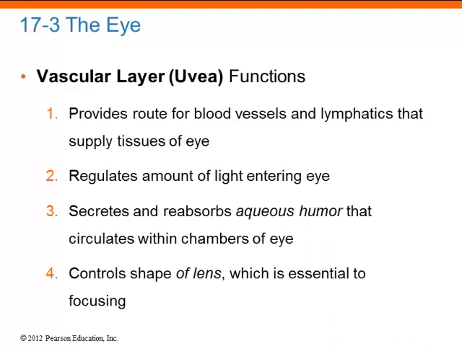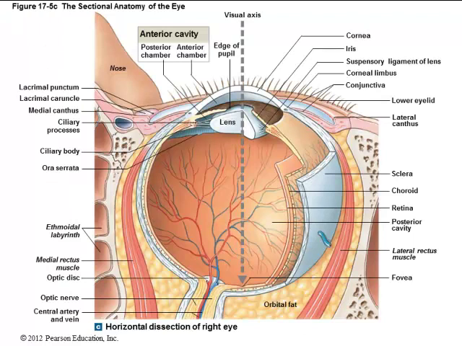In the vascular layer, or uvea, remember there are three parts. The part that provides the route for blood vessels and lymphatics is in the posterior of the eye. That's the choroid. The part that regulates the amount of light entering the eye is the iris. And the part that secretes aqueous humor and controls the shape of the lens is the ciliary body. So again, looking at our image, we can see the choroid, the ciliary body attached to the lens, and the iris forming the vascular layer.